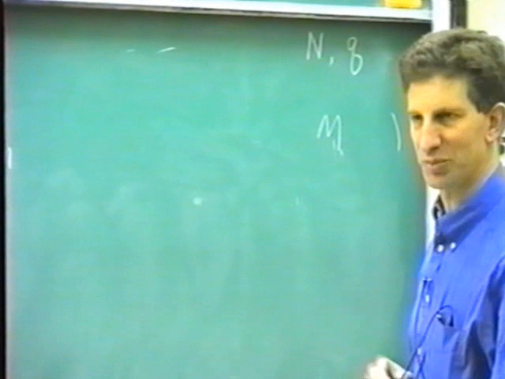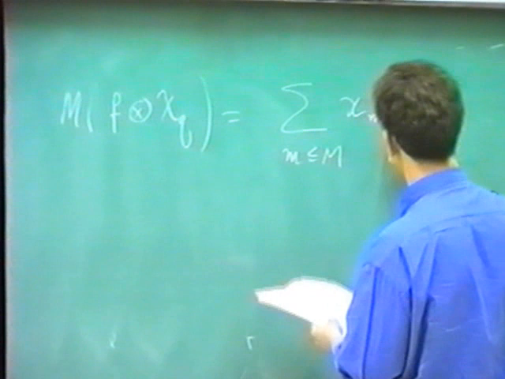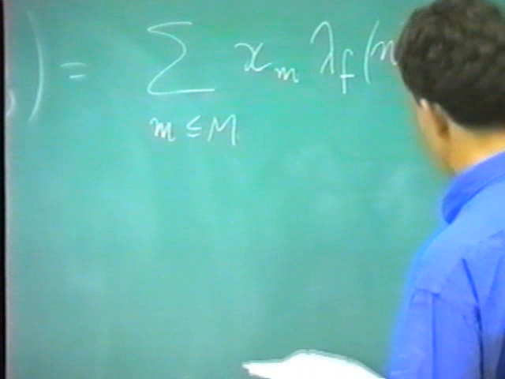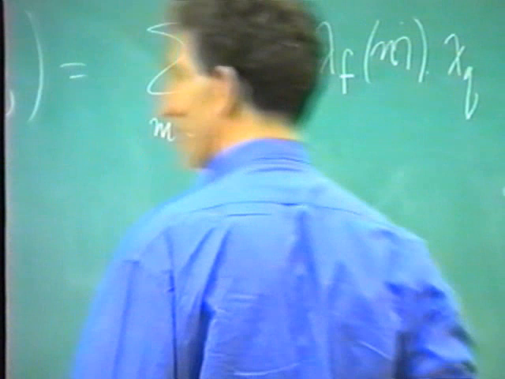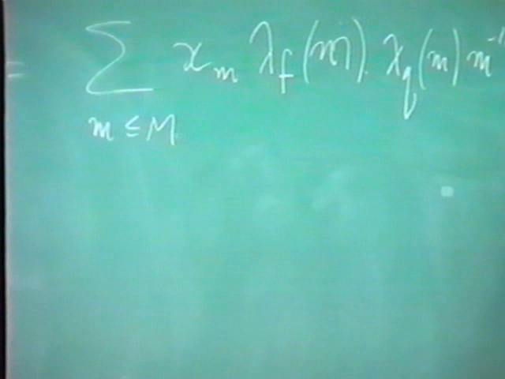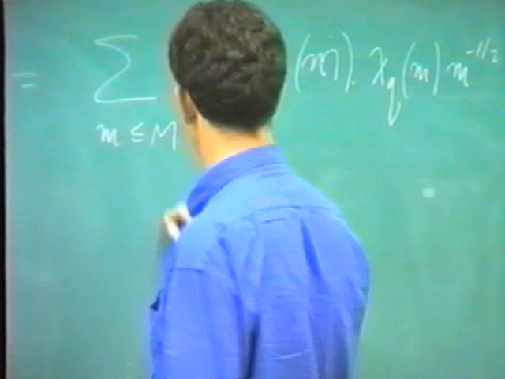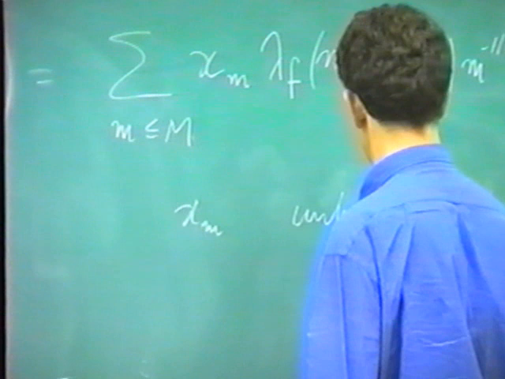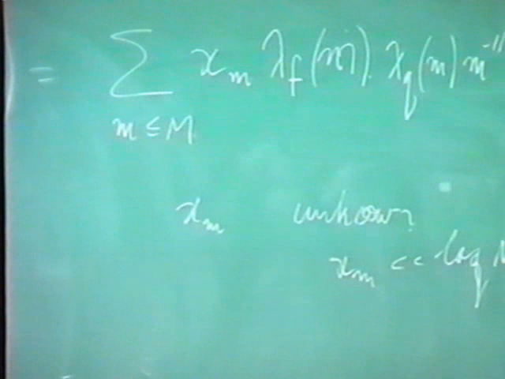I will take a series which has got unknown numbers x_m times lambda_f(m) times the character chi_q(m), to multiply by L(f, 1/2) twisted by chi_q, of m times m to the minus a half. That minus a half has to do with the fact that we're working at the point a half, there with unknown x_m's. So x_m's unknown. But I will want some bound on them. I want x_m to be less than or equal to log m. At most, it grows like a logarithm.